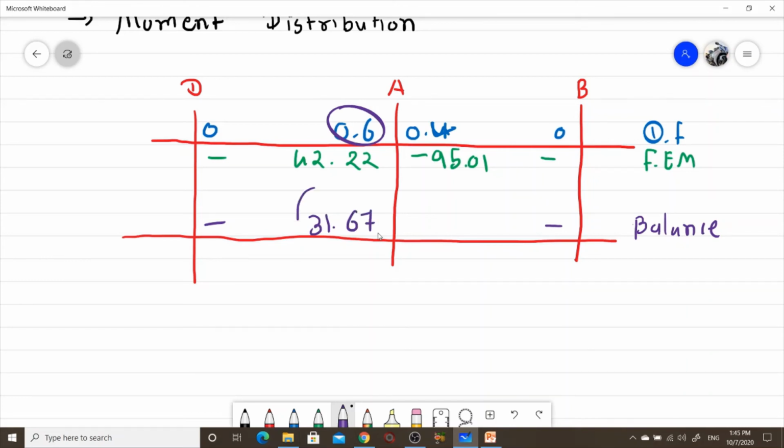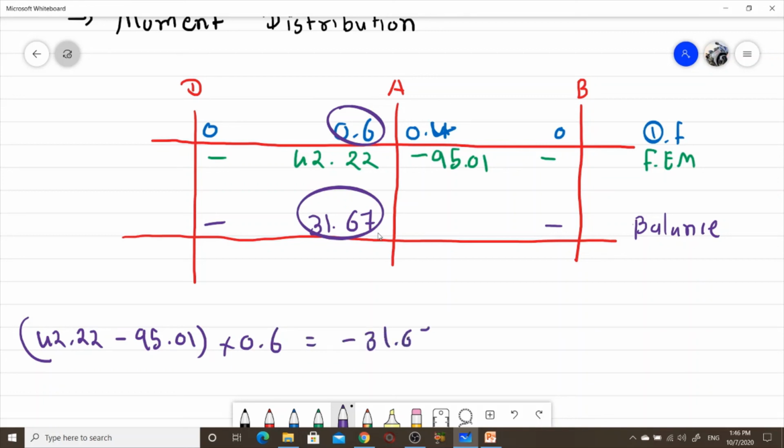What happened here? Let's look at it. 42.22 minus 95.01. The difference multiplied by 0.6. So this value is minus 31.67. Minus 31.67, but we convert it into plus and put it here.